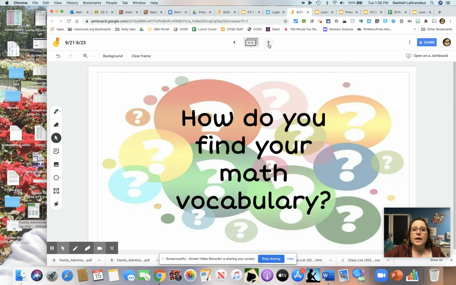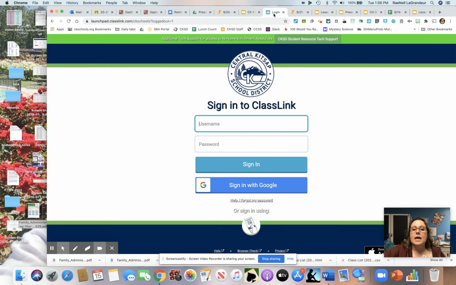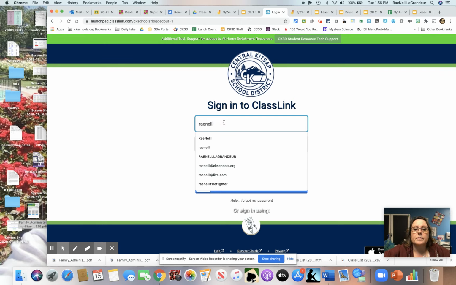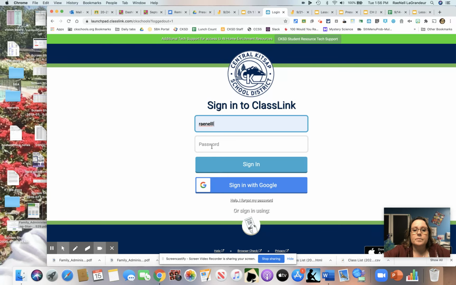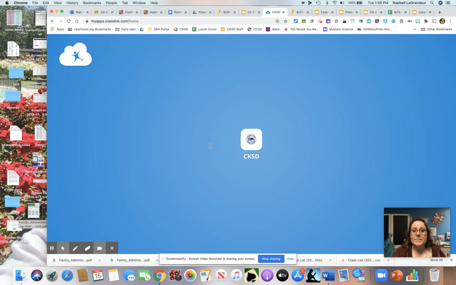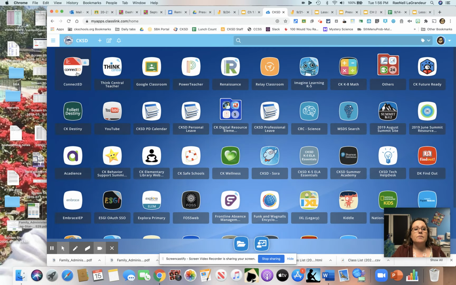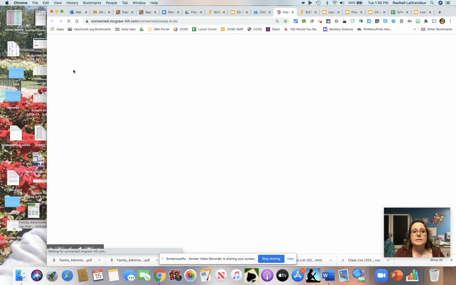How do you find your vocabulary? I gave myself this slide in here so I could show you. I'm going to go ahead and log into ClassLink. And when it comes up, I'm going to look for ConnectEd. ConnectEd is our math curriculum, your online one. You actually have the book we're going to be looking at, so you could use that as well. I'm going to go ahead and open this.